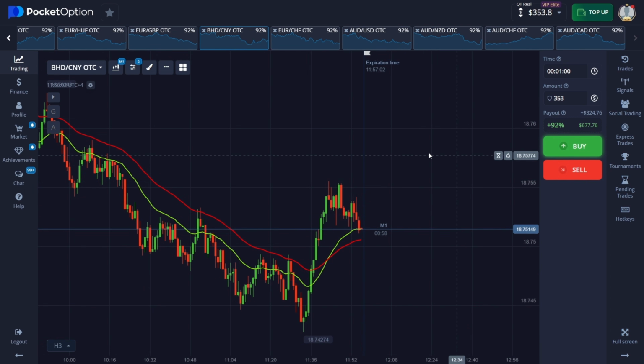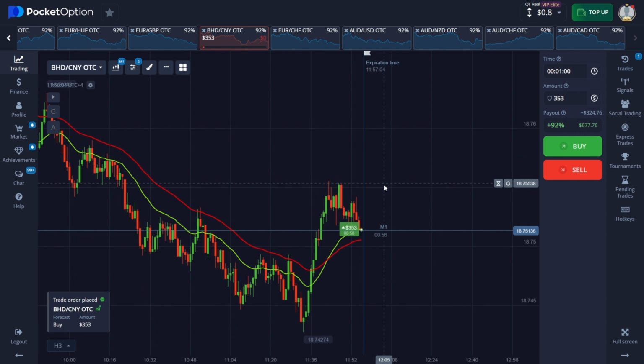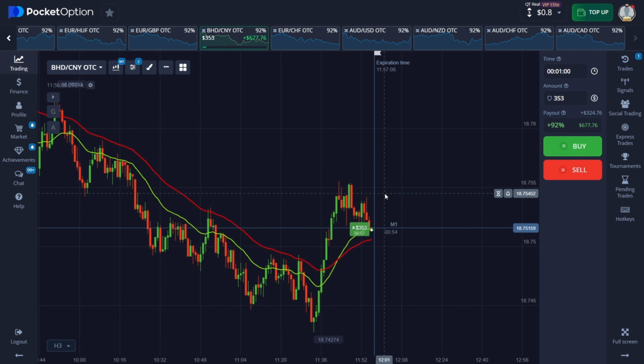On BHDCNY, we have a trade for the upside move. I placed a trade for the upside on BHDCNY OTC for $353. As you can see, there was a downtrend in the background, but the candle broke through the moving average and is now taking support from the 25 EMA level. The previous red candle also closed at the 25 EMA level, which is why I took this trade for the upside. The trade is going in our favor, but we still have 30 seconds left.